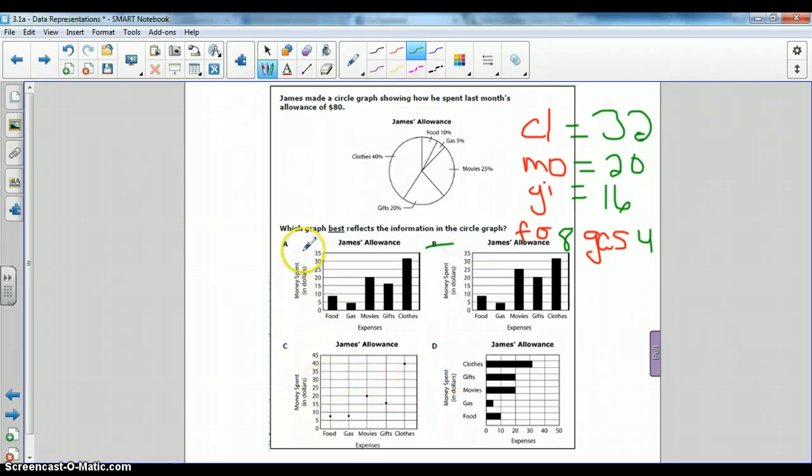Make sure you understand too that this is money spent in dollars and this is expenses. So make sure that we're comparing apples to apples. That's why I broke this down. This isn't in percents. This is in dollars. This one's in percents. Okay, clothes, he spent here 40. Well, he spent 32. So that can't be right. This one, clothes, 32. Gifts, 16. That says 20. Okay, that can't be right. So this one is right.